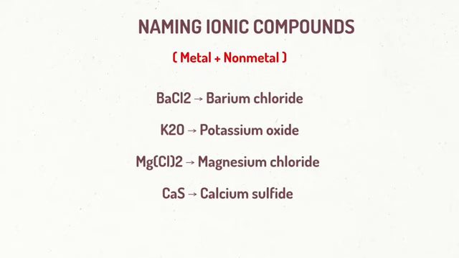For K2O, K+ is potassium, O2- is oxide, so the name is potassium oxide. For MgCl2, Mg2+ is magnesium, Cl- is chloride, so the compound is magnesium chloride. Lastly, CaS, Ca2+ is calcium, S2- is sulfide, so the name is calcium sulfide.